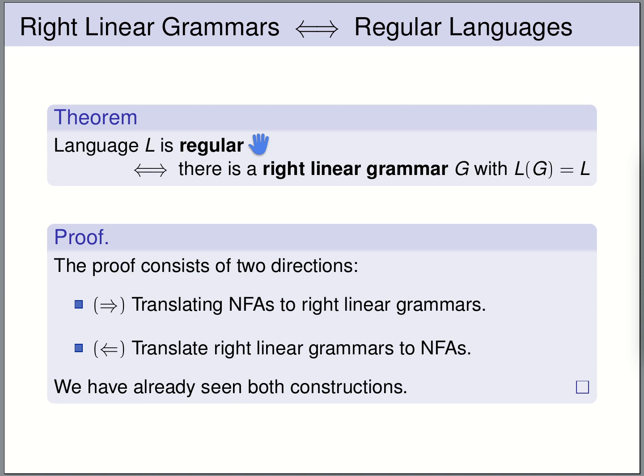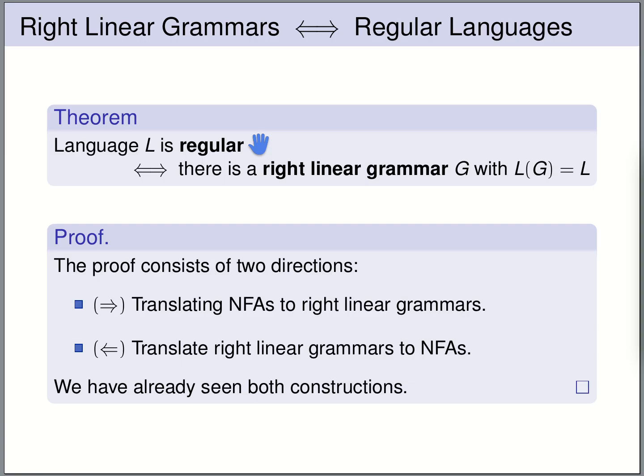So this is interesting because we have now already seen 3 different ways to define the class of regular languages. Regular languages can be defined by deterministic finite automata, by non-deterministic finite automata, and now we know that they can also be defined by right linear grammars. Each of these is equivalent in the sense that we can translate between them.